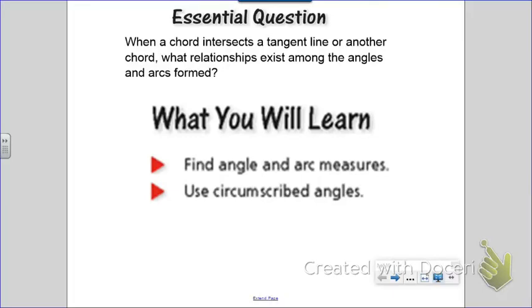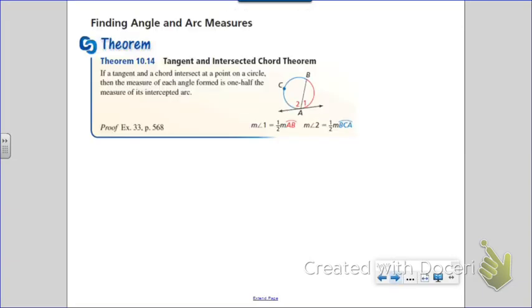Today's lesson will be on angles and arcs, other types of angles in circles and outside of circles. We have a few different types of angles and the type of line that intersects them. We start with the tangent and intersected chord. This will work the same as an inscribed angle, which is half the measure of its intercepted arc.